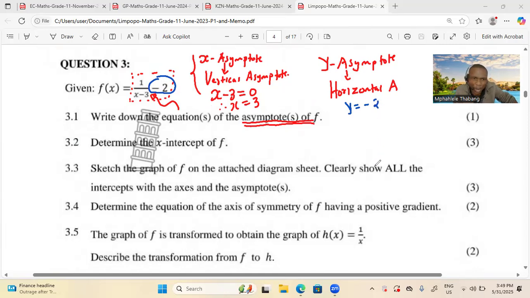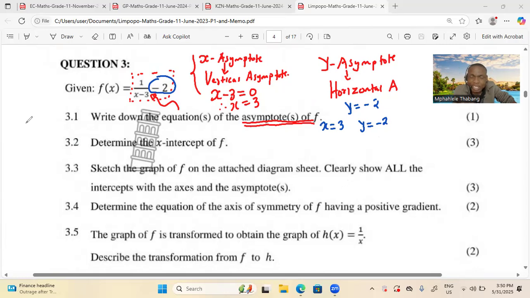So 3.1, they say write down the equation of the asymptotes. What is your solution? x equals 3 is the x asymptote. y equals -2 is the y asymptote. So you found the equation of the asymptotes of f. Don't forget this: a hyperbola function has two asymptotes, the x asymptote and the y asymptote. Now, let me not rush into finishing. Let me go deeper here.